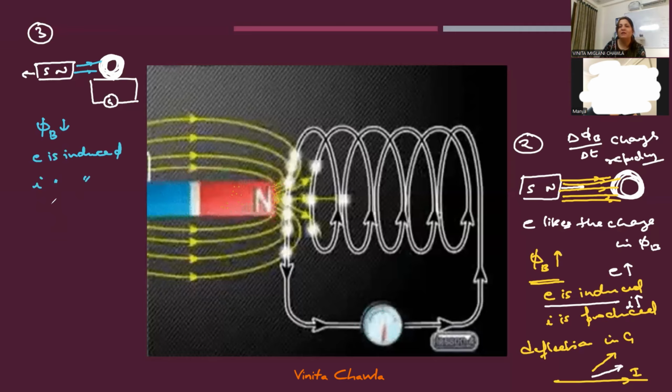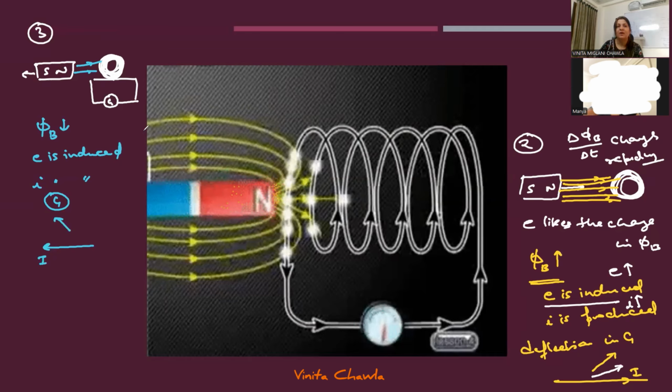And again, we see deflection in the galvanometer, but this time the deflection is in the opposite direction. And current is flowing in the opposite direction like this. Initially, if the deflection was towards left, now the deflection is towards right, indicating that the direction of current is reversed, right? So if you are moving the magnet towards the coil, current flows in a certain direction. And if you move the magnet away from the coil, current flows in the opposite direction.